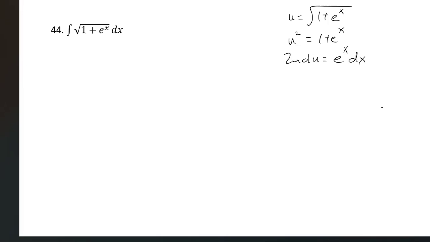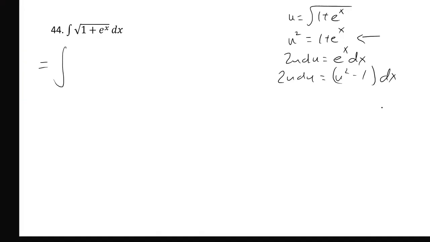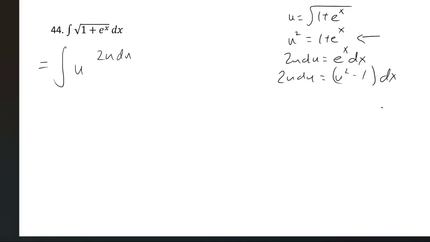Okay. So we can also write 2u du is e to the x, and from this line right here, e to the x is u squared minus 1. Okay? So we have u, and then dx is 2u du over u squared minus 1. So we have 2 times the integral of u squared over u squared minus 1 du.